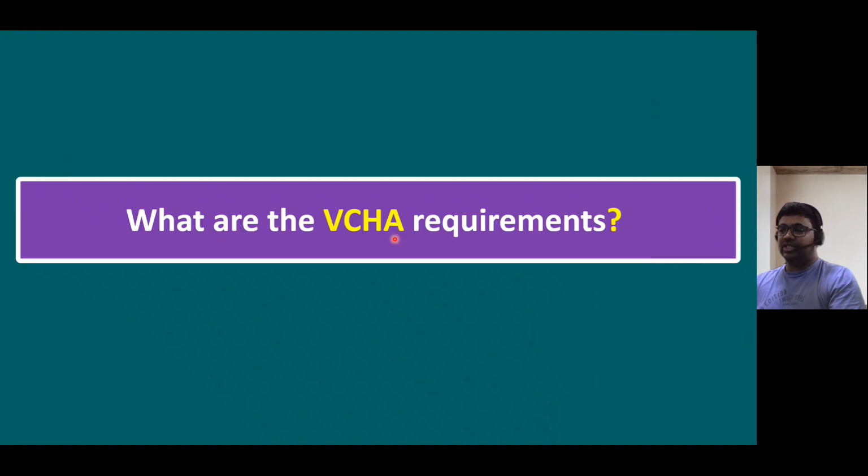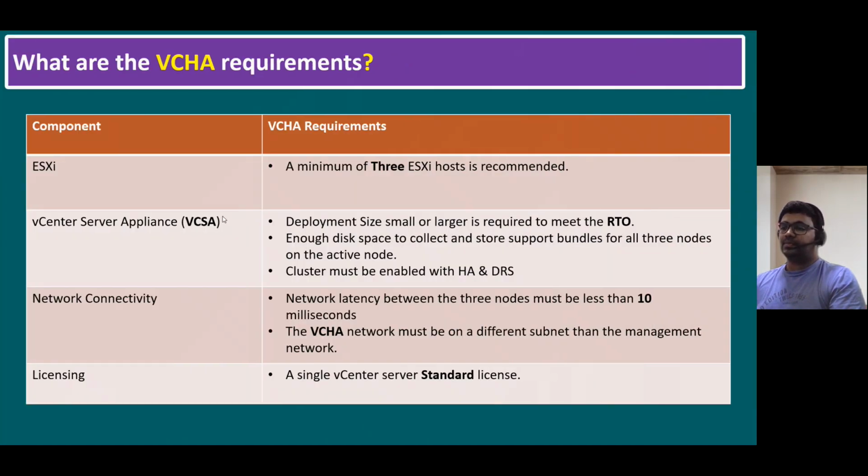What are the vCenter HA requirements? The vCenter HA requirements involve ESXi. If you want to configure VCHA, a minimum of 3 ESXi hosts is recommended. But if you want to test on one ESXi for testing purposes, you can. The recommendation from VMware is that we should have at least 3 ESXi hosts to configure vCenter high availability. And the vCenter Server Appliance deployment size: minimally you can configure a small size, but a larger size is required to meet RTO.